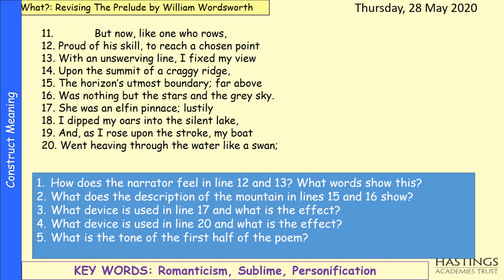So question number 4, what device is used in line 20 and what is the effect? We have a simile there, "went heaving through the water like a swan". And that simile really shows us how confident and at ease he is on the water, okay? And that directly contrasts with the next line of the poem. So he went heaving through the water like a swan. Okay, he's confident on the water.